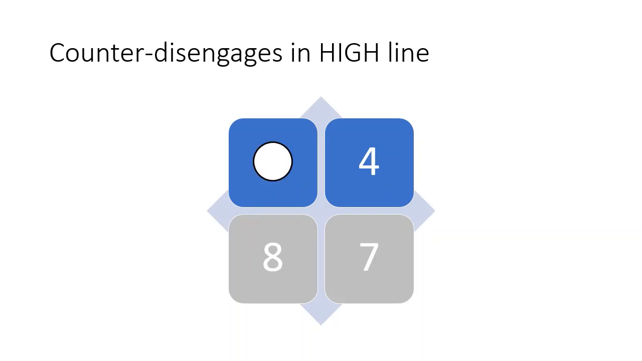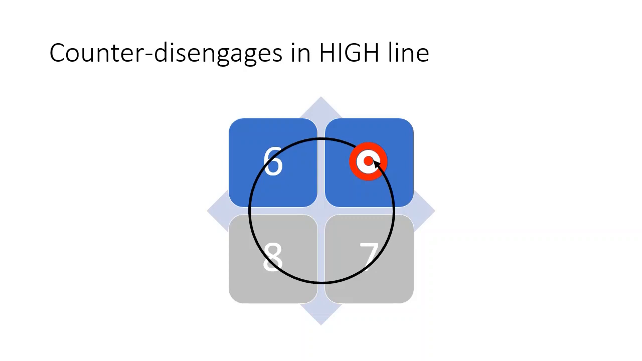Counter disengage in the high line, beginning in the line of 6, would evade a circular 4 parry and arrive back in the outside high line. If we begin instead in the inside high line or the line of 4, evading a circular 6 parry, we arrive back in the inside high line.